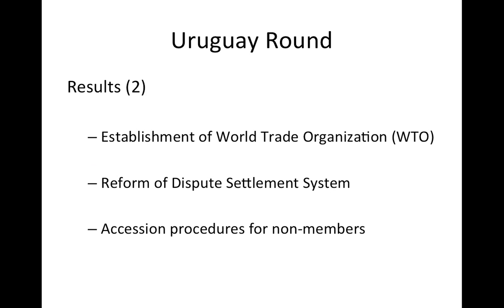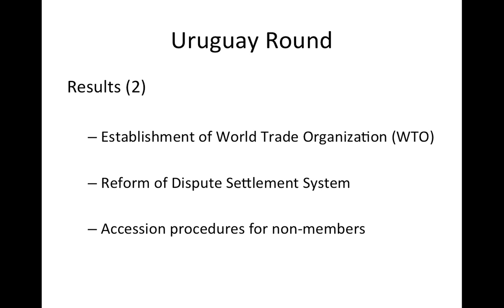Three other things that were very important. One is the basic establishment of the institution, the World Trade Organization. This is in some ways important, other ways not. It was still housed in Geneva, still in the same building, but there was a more permanent arrangement for the WTO. There was also an important reform of the dispute settlement system, which I'll discuss in a few moments, of how to arbitrate difficulties among countries.